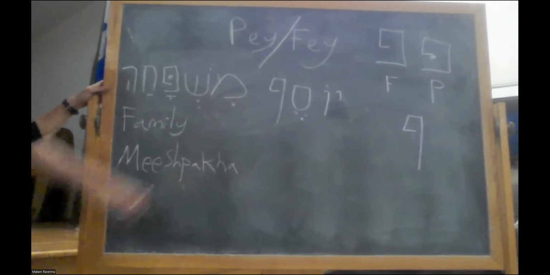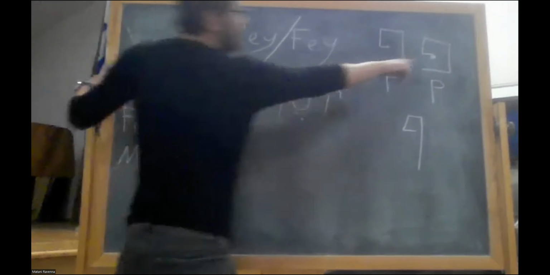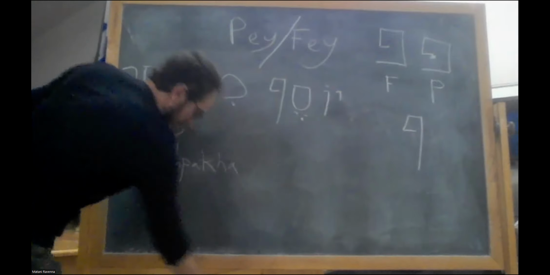Joseph, final pay or fay. Remember, when it has the emphasis, it serves as a P. When it does not, it serves as an F. Questions thus far? You were going to ask something, Tyler? Continuing on.